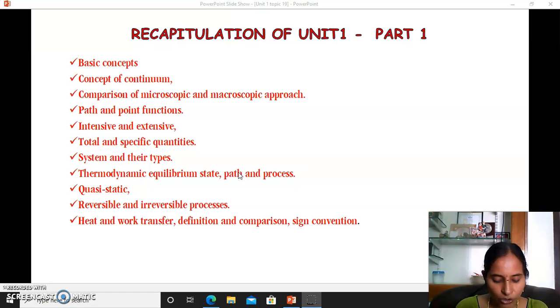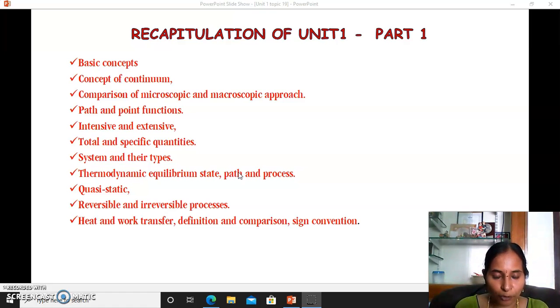Intensive properties do not depend upon the mass of the system, whereas extensive properties purely depend upon the mass of the system. All the specific properties come under intensive properties. When a path is completely specified, the change of state is called a process. A process represents a transformation of the system from one fixed state to another state.